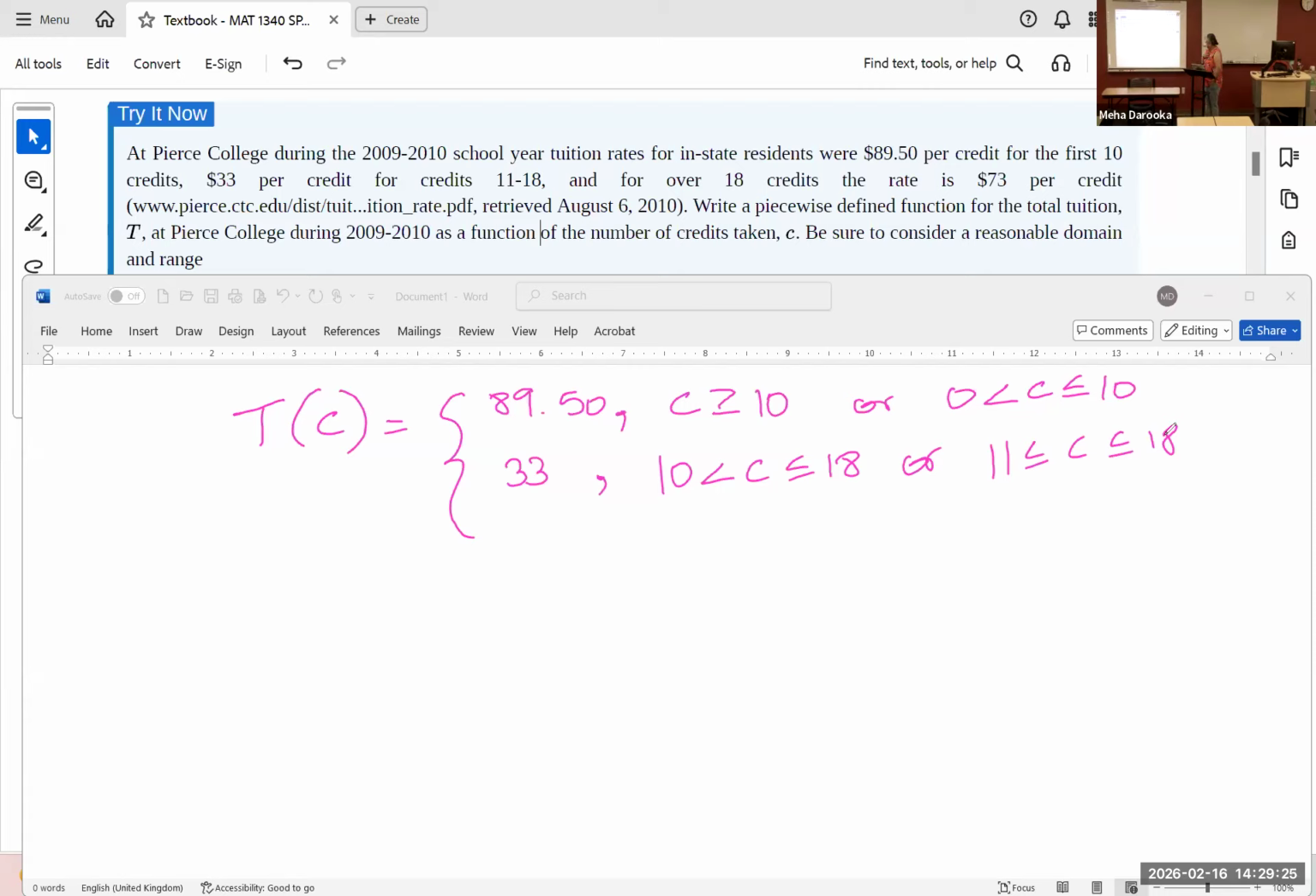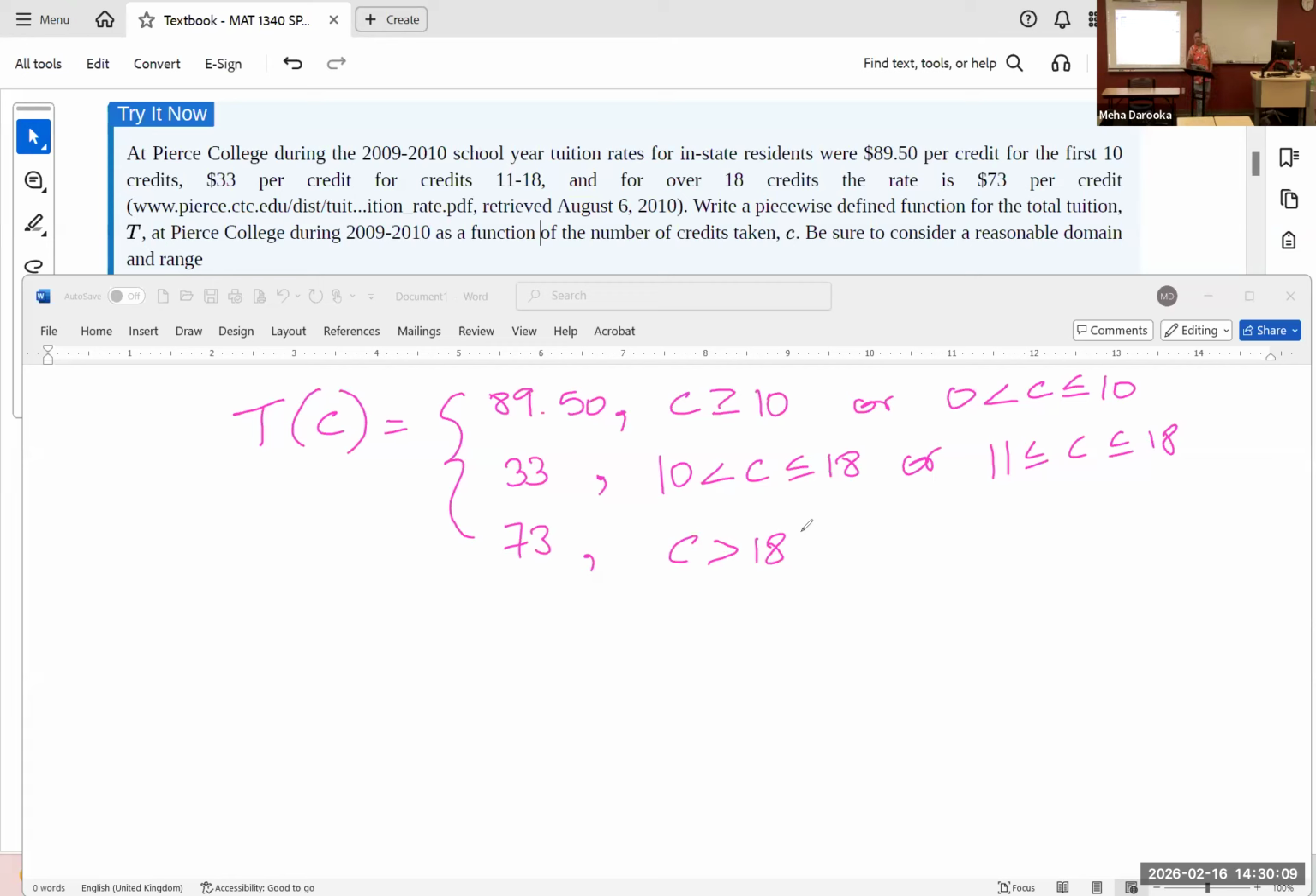And then I think that brings us to our last one, which said for over 18 credits, the rate is $73. How would you write the domain here? For over 18. Would we just say greater than 18? Because again, you can't include 18, right? Because 18 is included here.